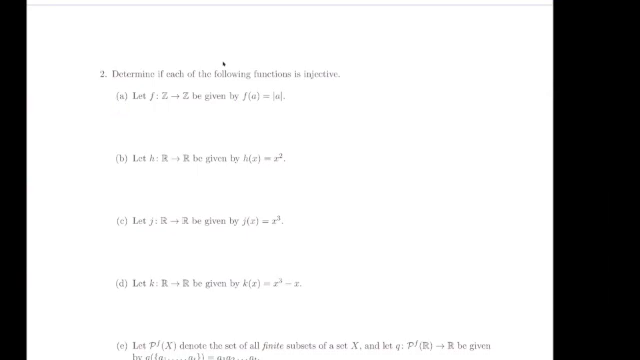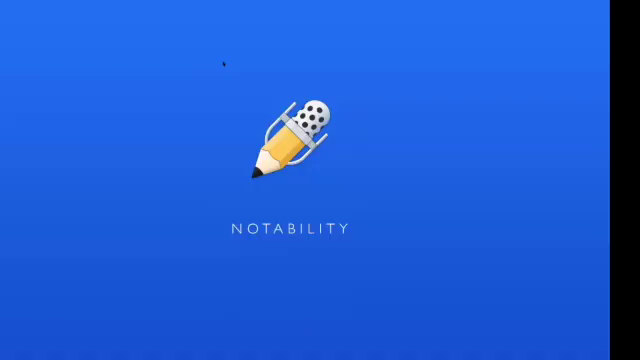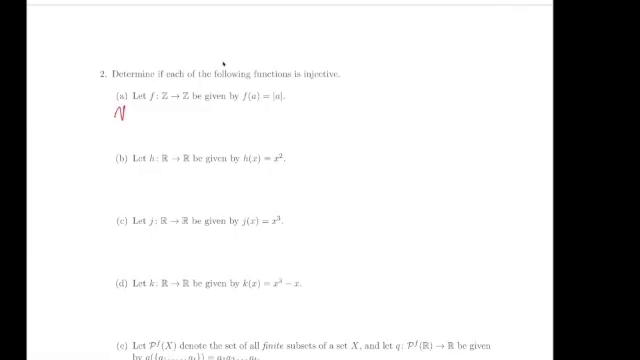Anyone have an idea? Every negative value that's input has the same output as its corresponding positive value. That's right. So for example, f of 1 is 1, f of minus 1 is 1. They equal each other, although 1 and minus 1 are not equal to each other.